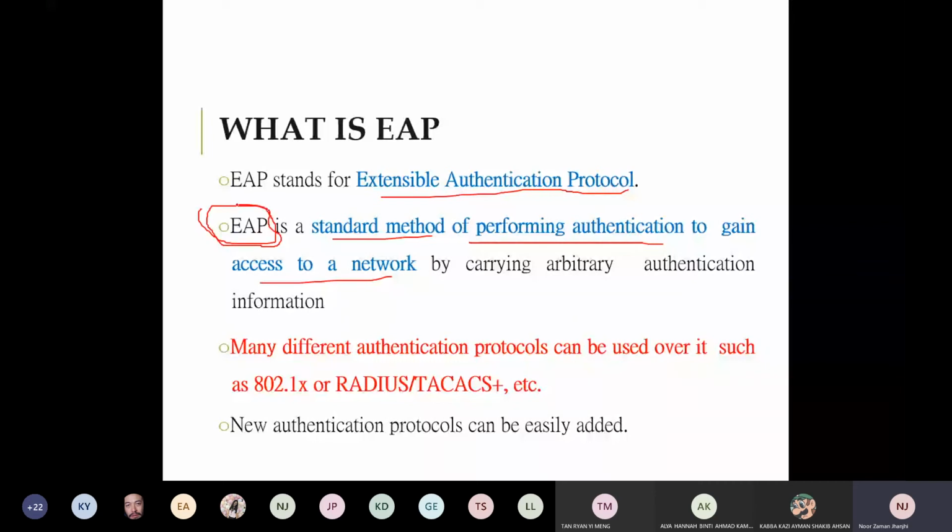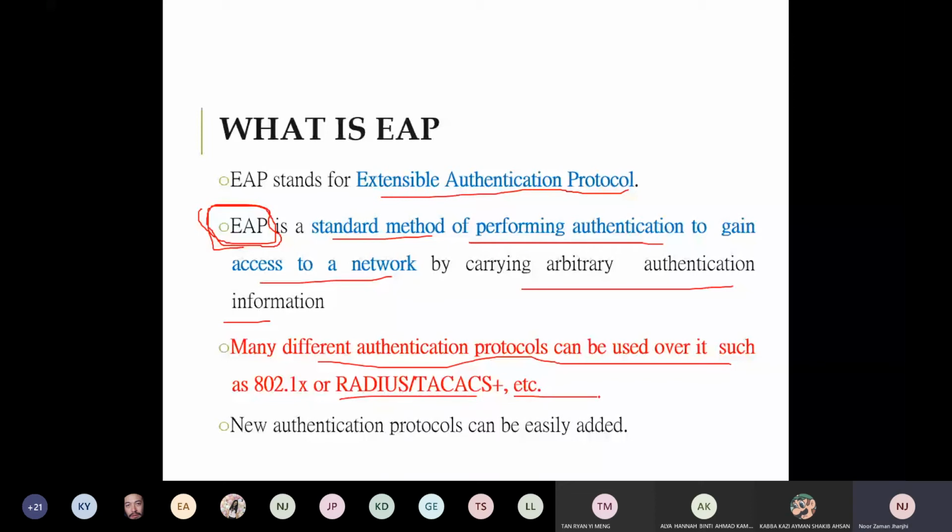Once the EAP gives the green signal, then 802 will recommend to the network, okay, go ahead, just give the connection, by carrying the arbitrary authentication information. What do you mean by arbitrary? It means whatever the user inputs, based on the input authentication information. Many different authentication protocols can be used to provide authentication. EAP can support 802 mechanisms, RADIUS mechanisms, or any other mechanism. It's open.